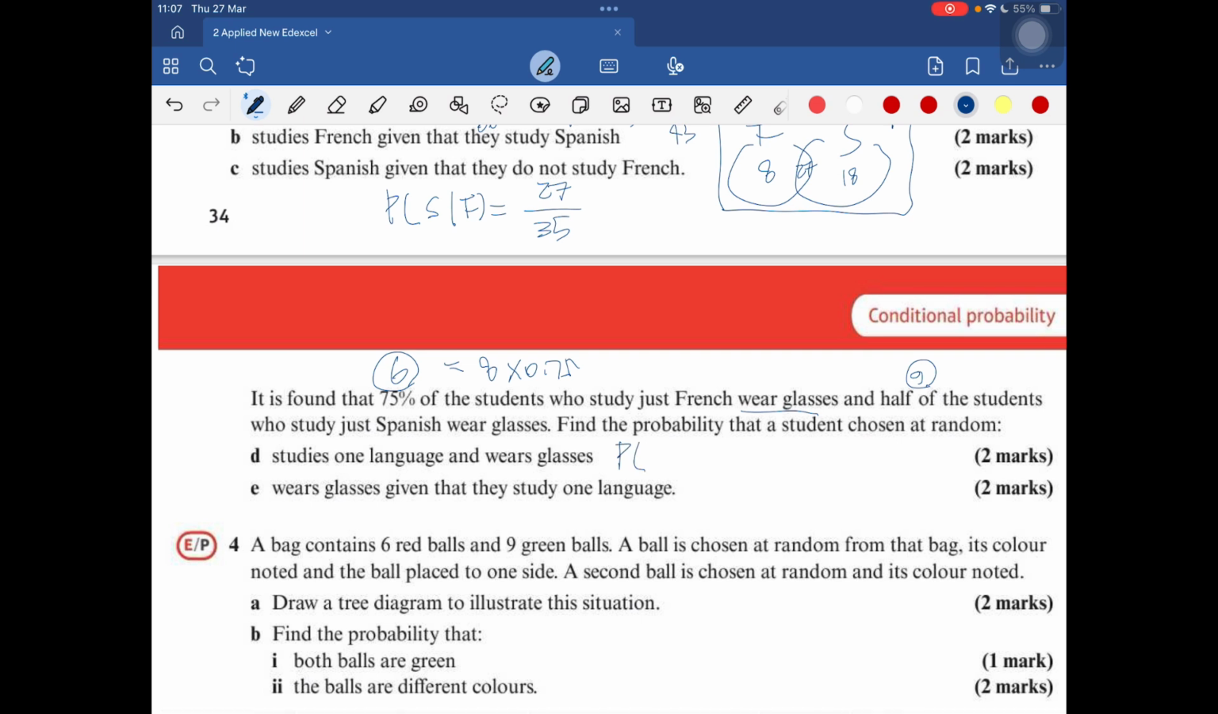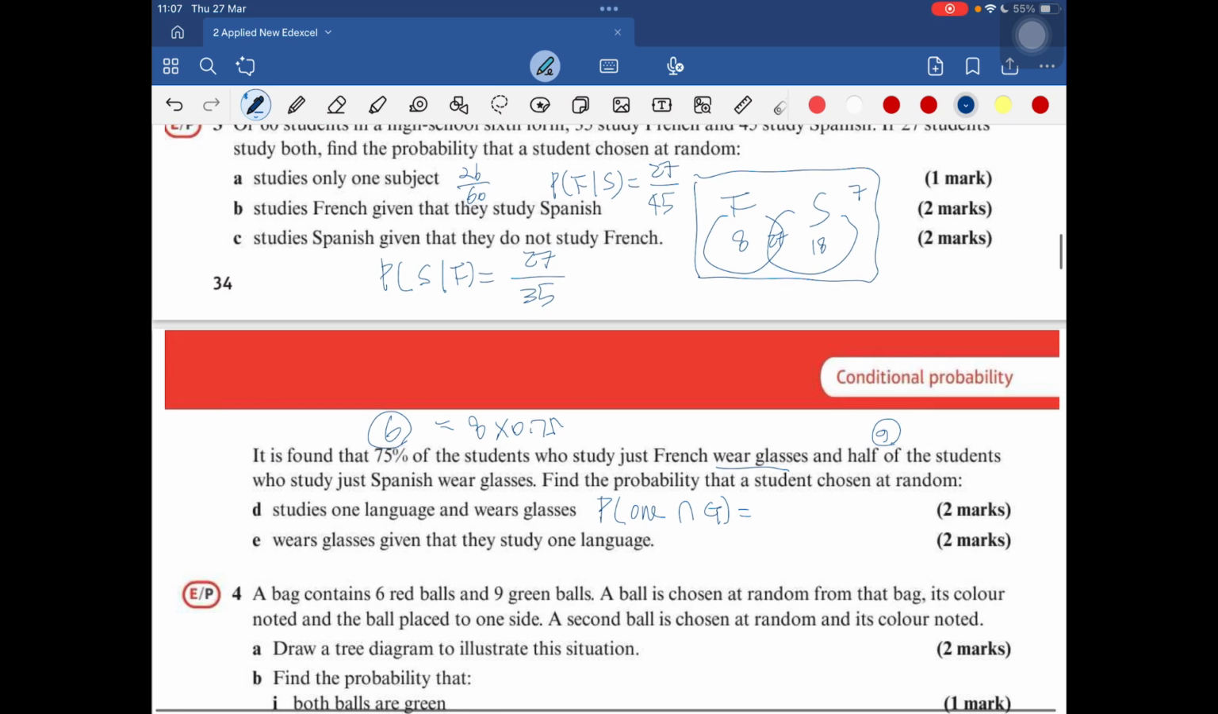Find the probability the student chosen at random studies one language and wears glasses. So one language and wears glasses is just 15 out of 60. And part E, wears glasses given studied one language. Who studies one language is 26. Out of those, we have 15 students who are wearing glasses. So that's it.